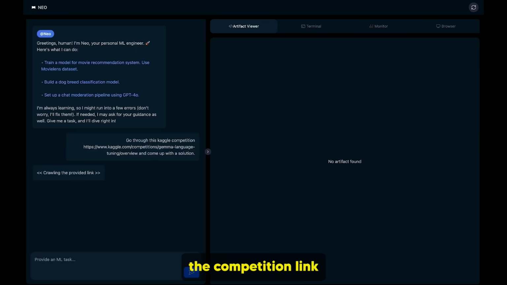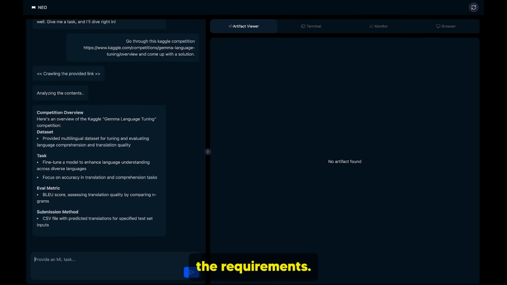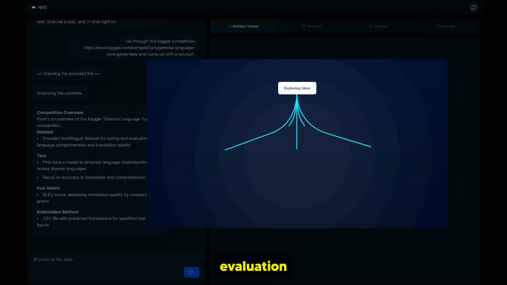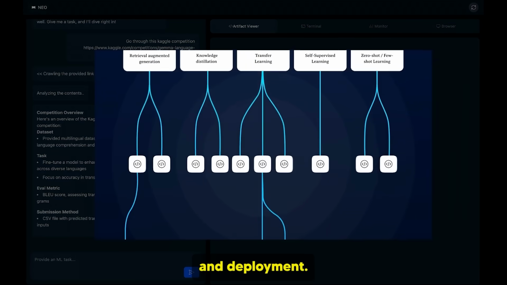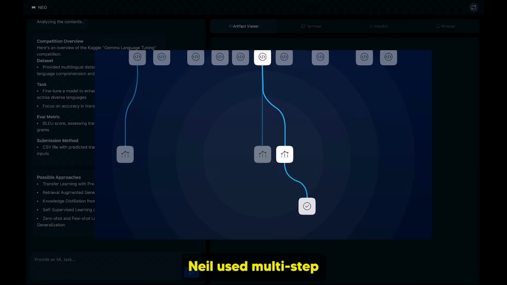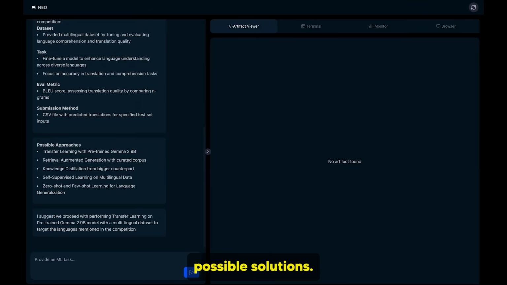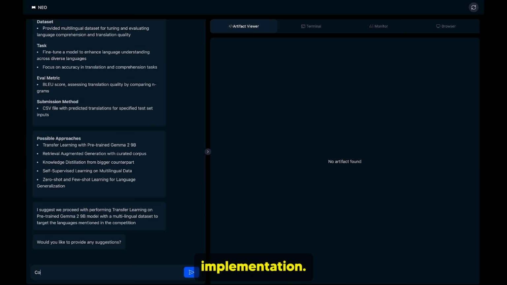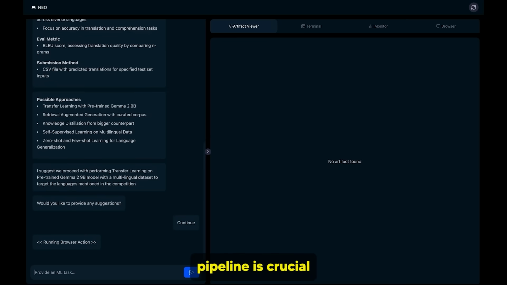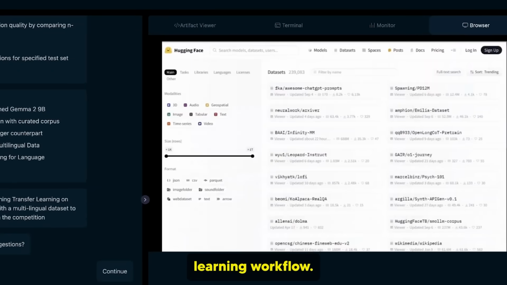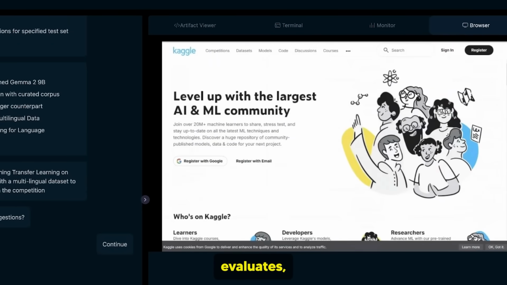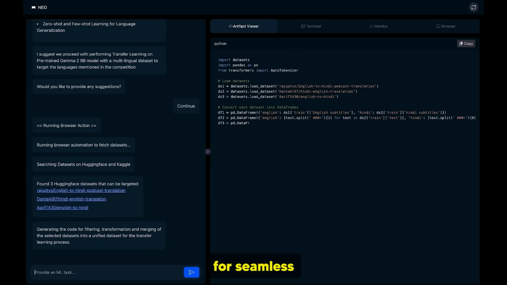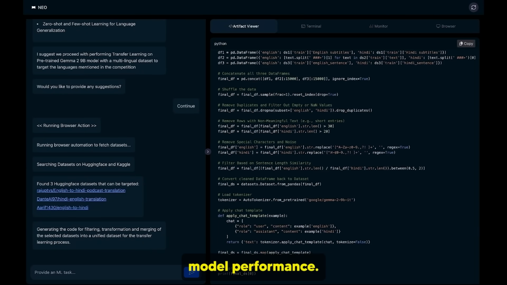Neo is now crawling the competition link to understand the requirements. It's planning key steps like dataset prep, model tuning, evaluation, and deployment. Neo used multi-step reasoning to explore different possible solutions, pick the best path, and start implementation. Designing a powerful data pipeline is crucial in the machine learning workflow. Neo curates, evaluates, merges, transforms, and pre-processes data, setting the stage for seamless model performance.